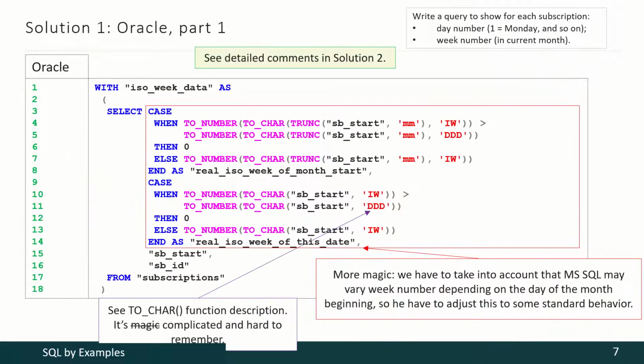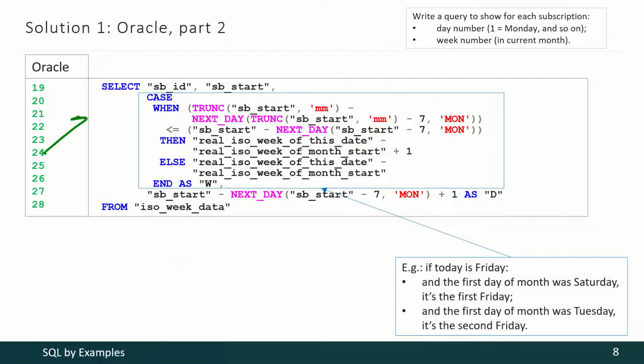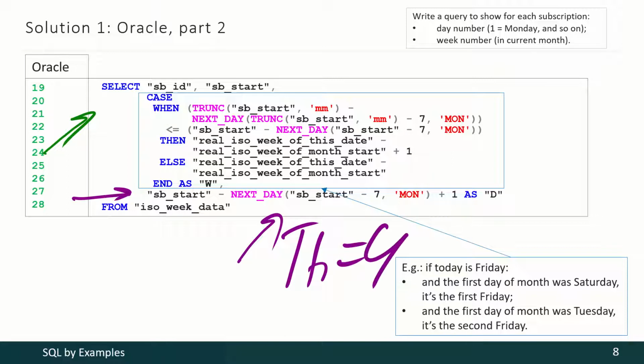With Oracle, we shall also see some details in the second solution, and here in this solution we have to start with the same preparations as with Microsoft SQL Server. We have to transform Oracle week numeration to ISO week numeration. And once we've done that conversion, we have to calculate the real number for the day of the week. For instance, for Thursday to be the fourth day of the week, not the third, not the fifth.